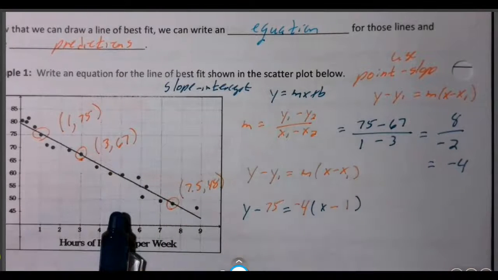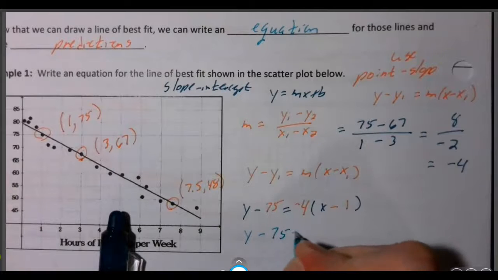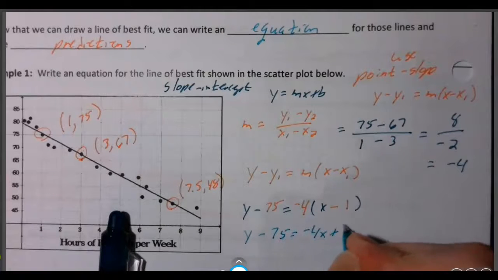Now multiply this out. So I'm going to get y minus 75 is equal to -4x plus 4. I add 75 to both sides. I get y is equal to -4x plus 79.